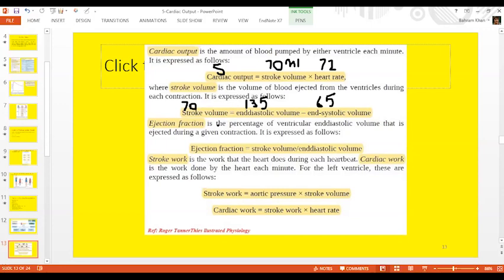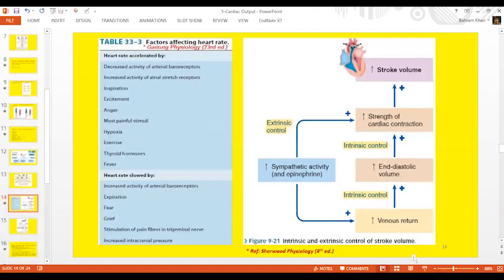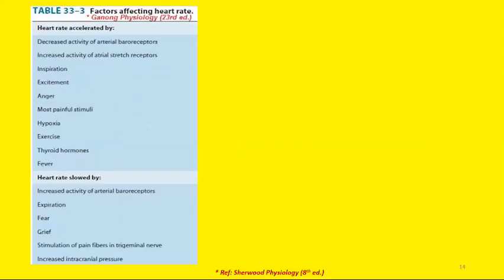So the amount of blood pumped by the heart per beat is the stroke volume, and the amount pumped by the heart per minute is cardiac output. So cardiac output is equal to stroke volume times heart rate. All the factors that increase heart rate will increase the cardiac output, and all the factors that decrease heart rate will decrease the cardiac output.